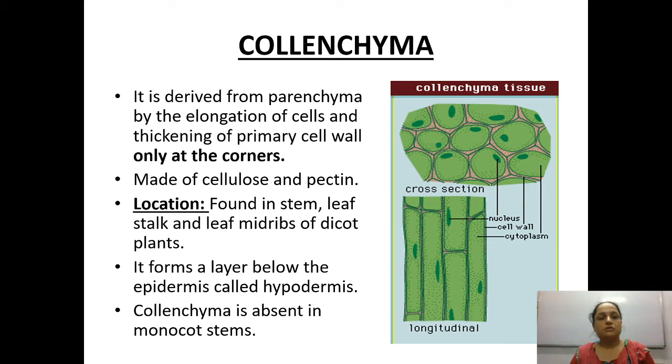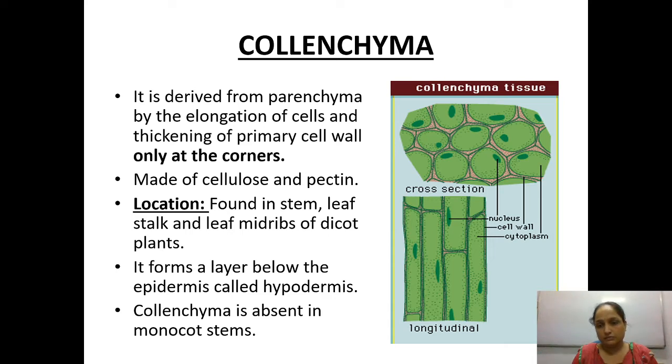So it is basically derived from the parenchyma. Its origin is from parenchyma itself. And how did it originate? It is formed by the elongation of the parenchymatous cells. The difference between parenchyma and collenchyma is that parenchyma had a little bit of intercellular spaces in between, but collenchyma will have fewer intercellular spaces, or you can say no intercellular spaces between the cells.